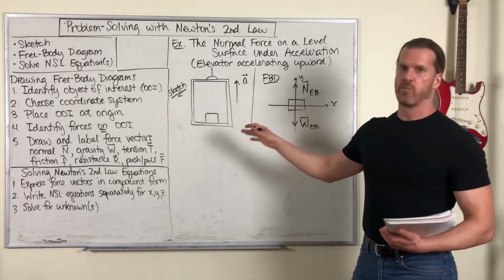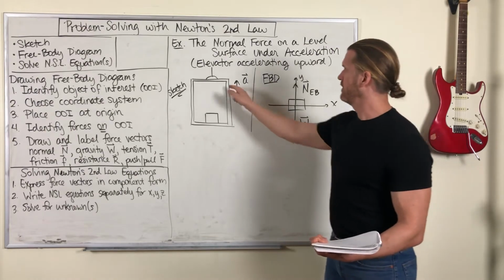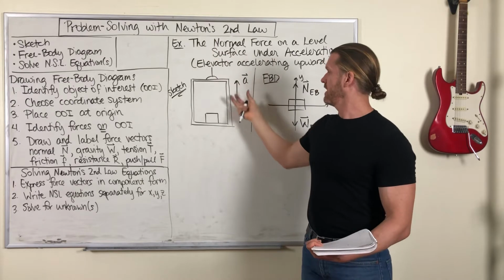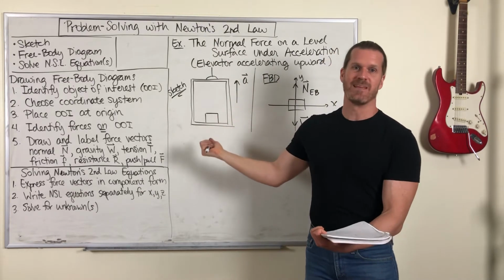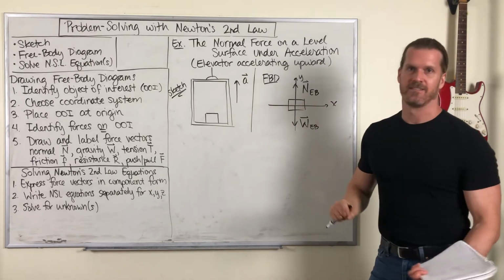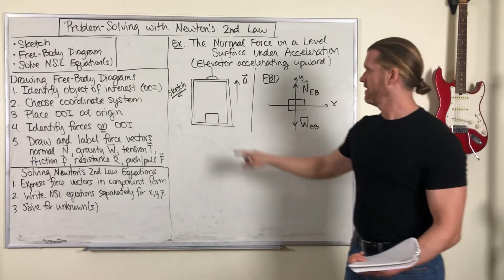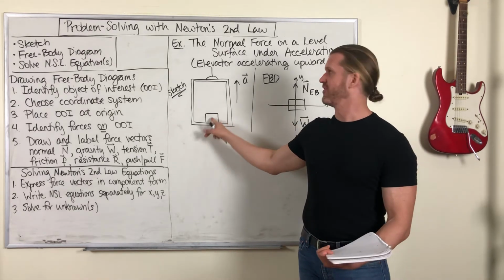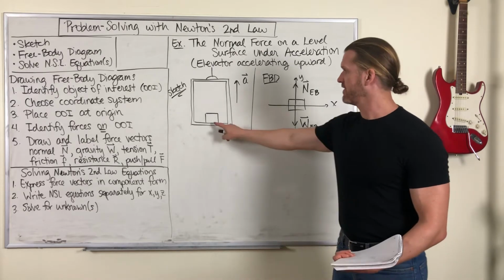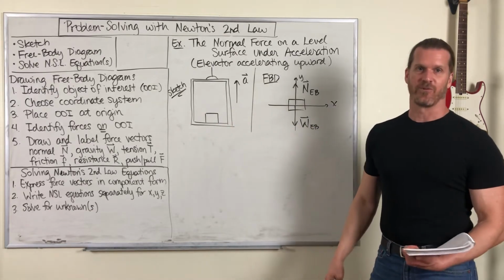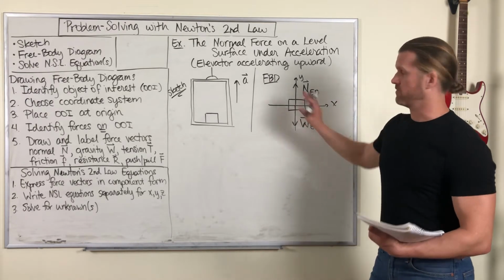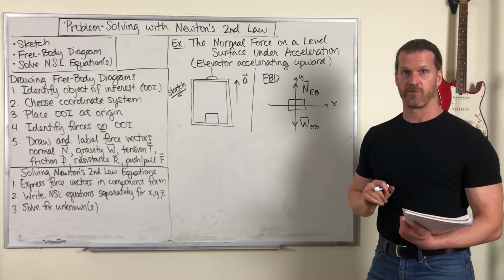So one way of thinking about this is the elevator is getting pulled by some force with that cable, and it's transmitting the knowledge of that force to the box via the normal force. But as far as the box is concerned, it doesn't know about the cable pulling the elevator at all. It only feels that elevator floor underneath it, pushing it. So that's it. We just have two forces for our object of interest.